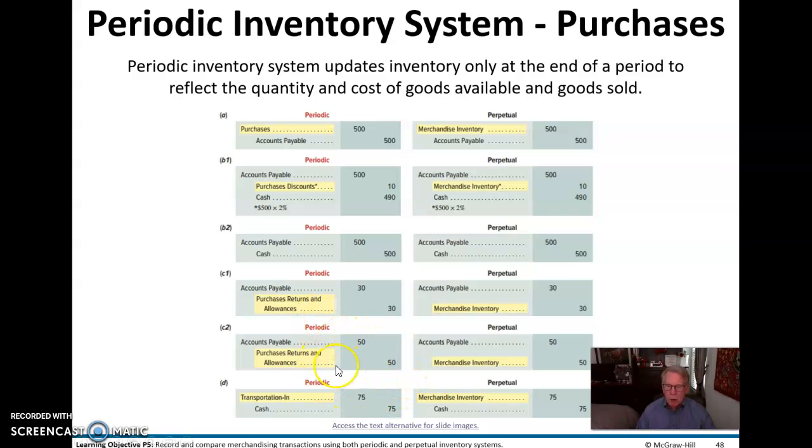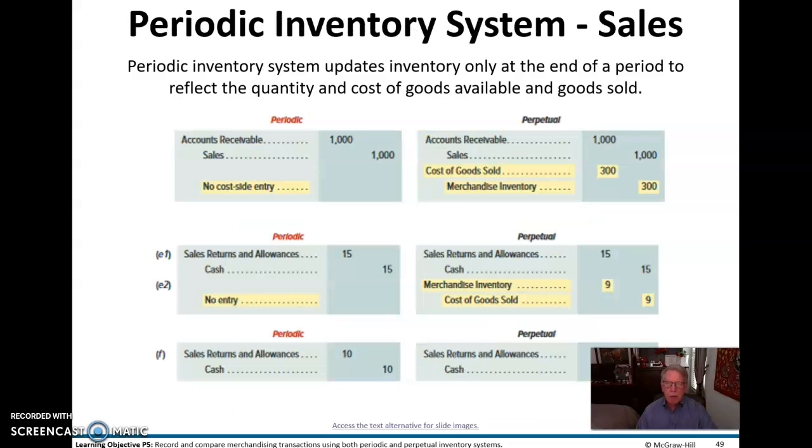So then under the $50 that we had for the allowances, we do the same thing. We show it right away to the purchase returns and allowances, whereas we reduced inventory under a perpetual inventory system. Under periodic, our transportation-in shows a $75 amount, whereas under perpetual, we adjust the inventory up by $75. So I think with a little study that will become a little more obvious.